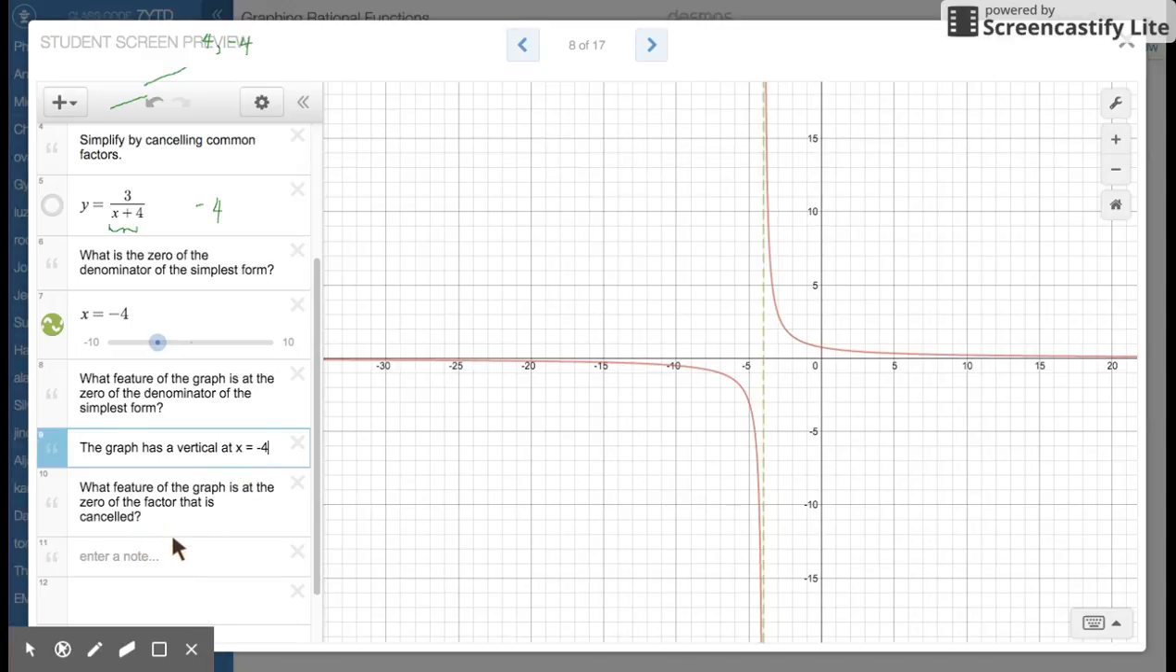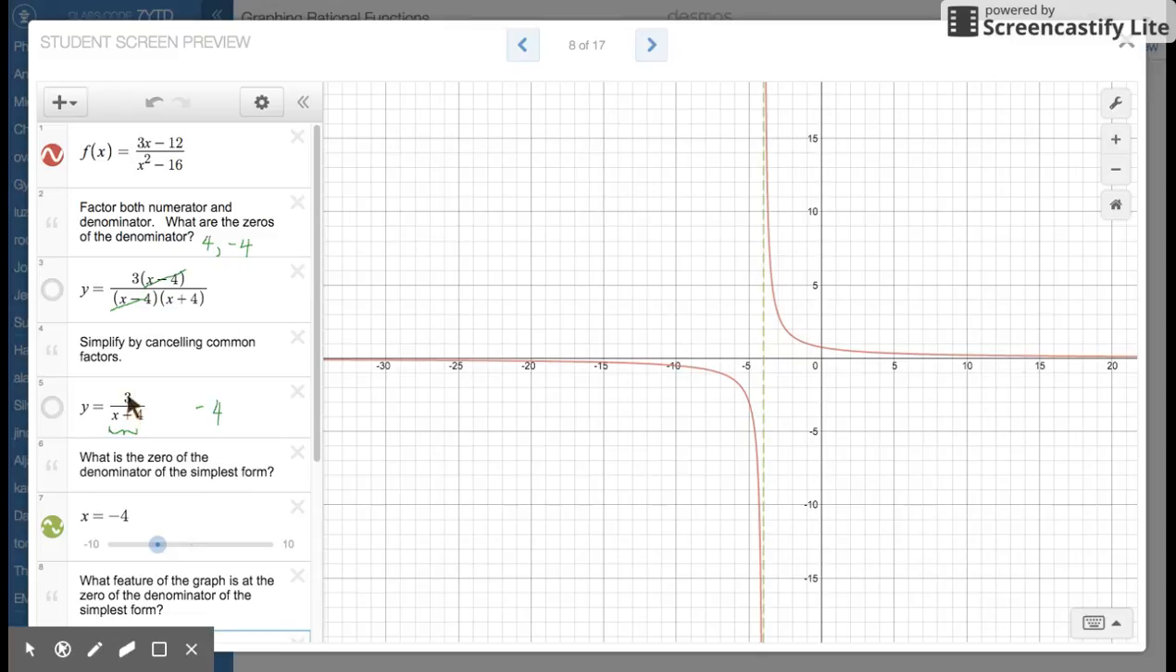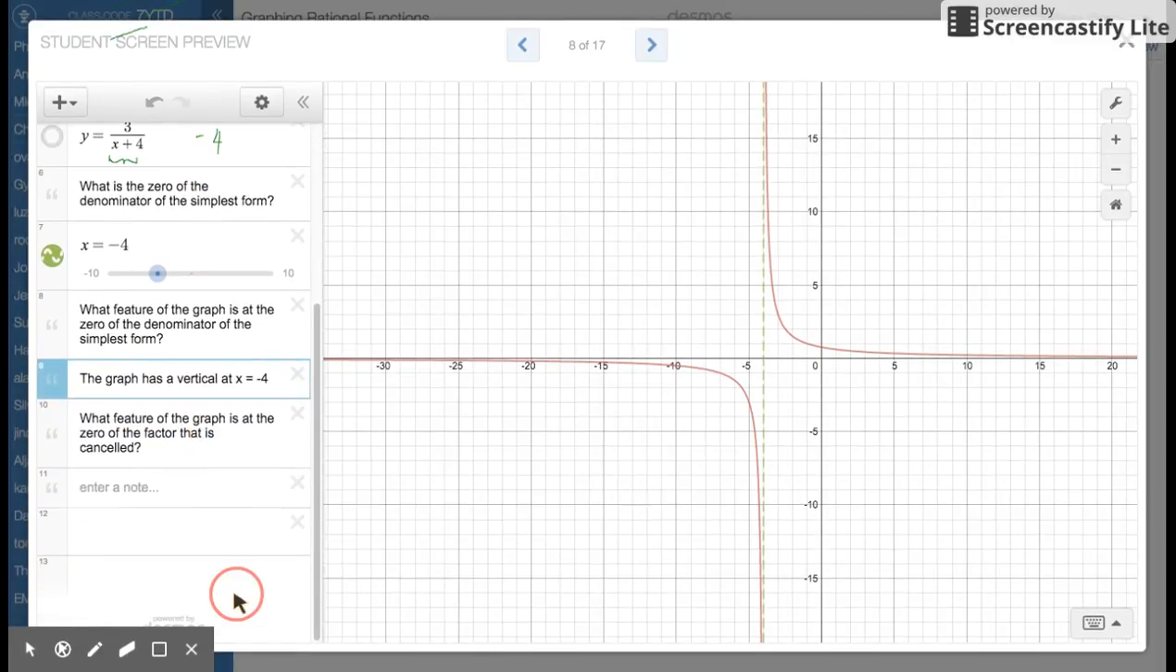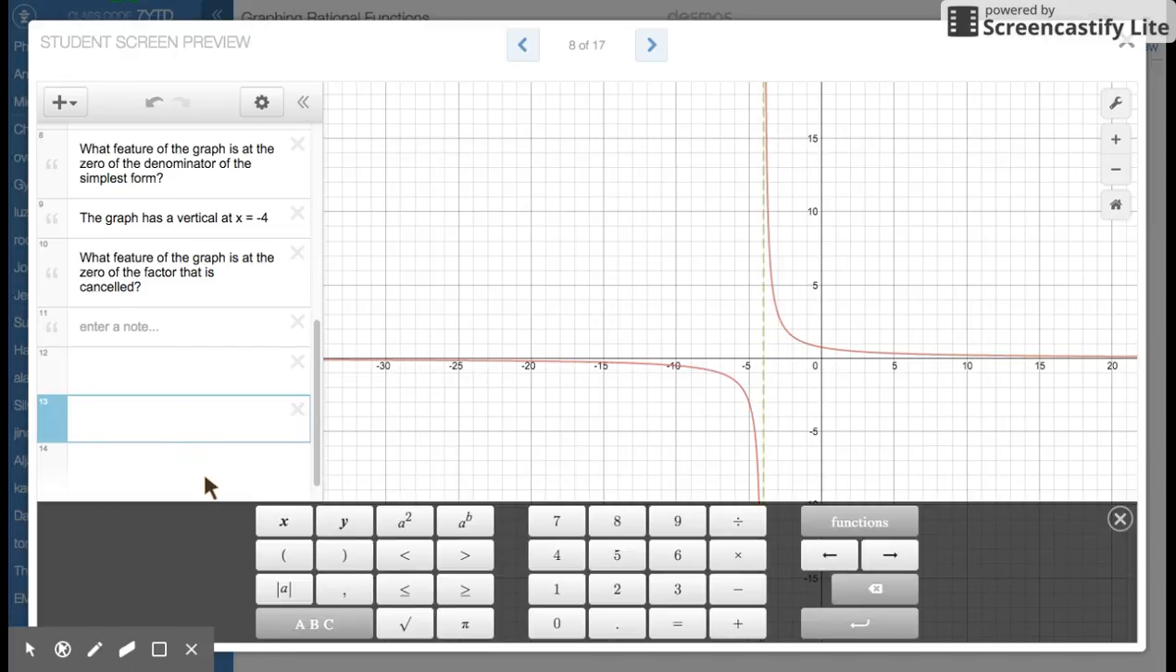All right, so now let's look at, okay, what feature of the graph is at the zero of the factor that is canceled? Let's go back and see which factor was canceled. We notice here that we canceled the x minus 4. So what is the zero of x minus 4? What makes x minus 4 equal to 0? Well, that is x equals 4. So what is at x equals 4?